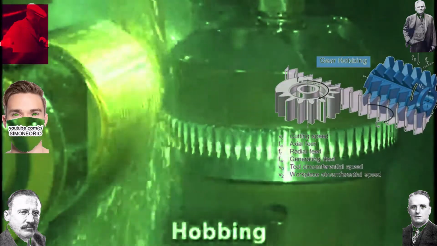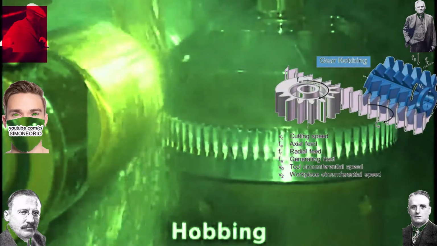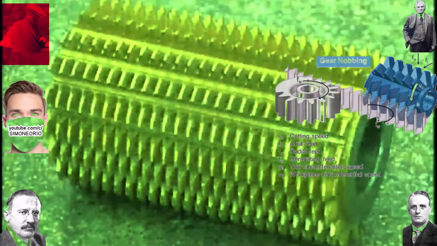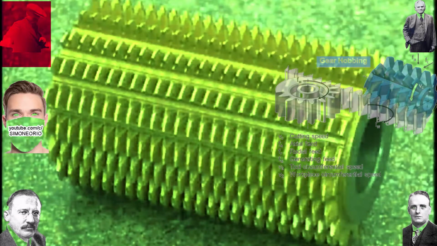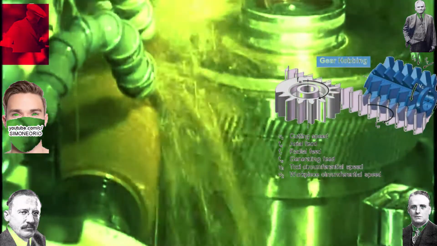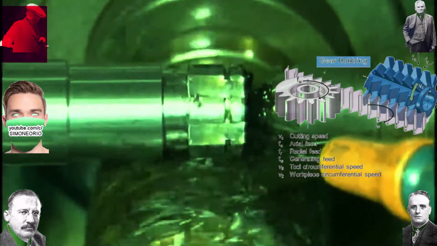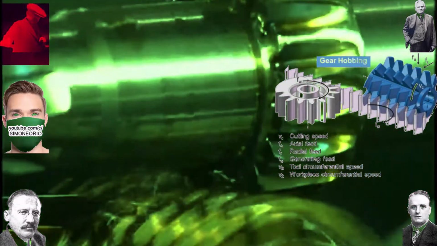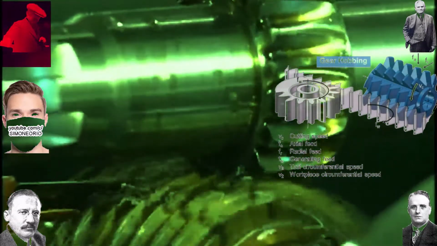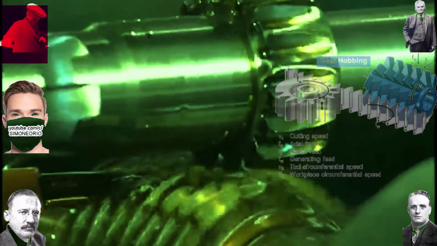In hobbing, gear teeth are progressively generated by a series of cuts using a helically fluted cutting tool called a hob. Both the hob and the gear blank rotate as the hob is fed axially across the face of the blank. Hobbing is the principal method for producing spur gears and helical gears, and is also used to produce many special gear forms. The main limitation of hobbing is that it can only be used to produce external gears.